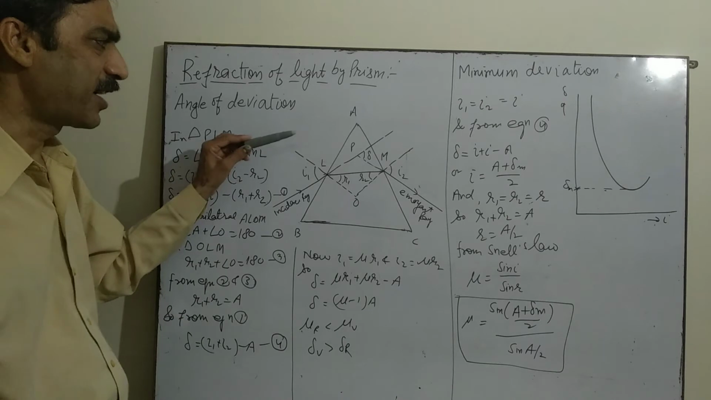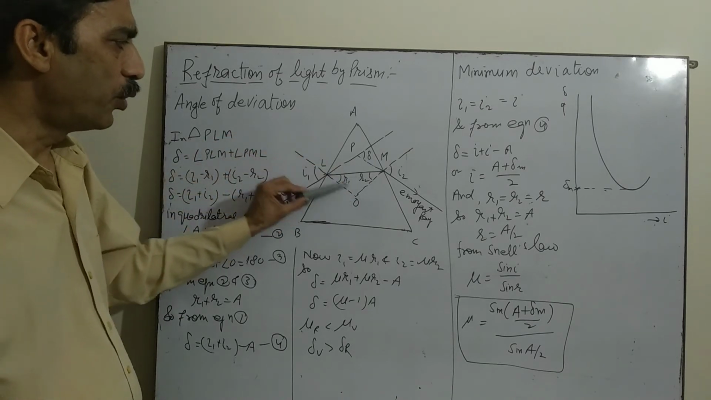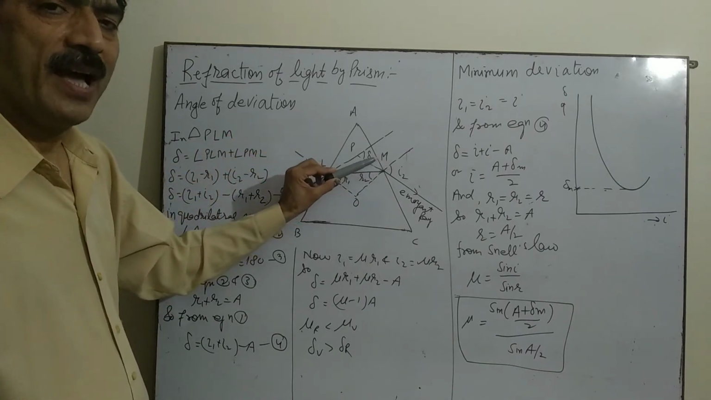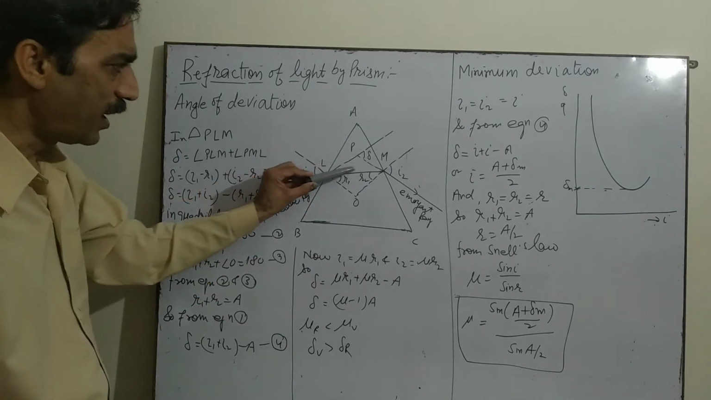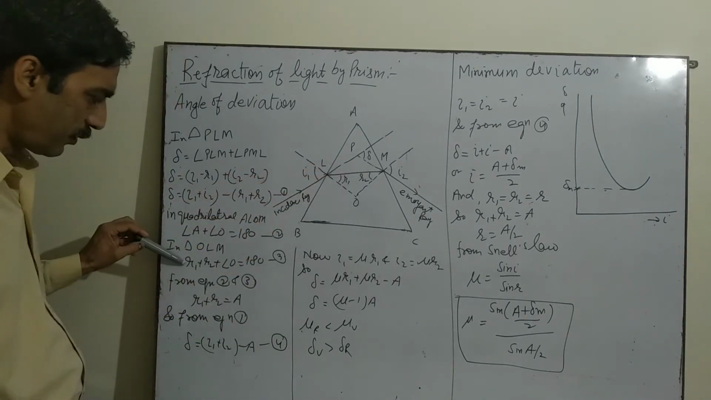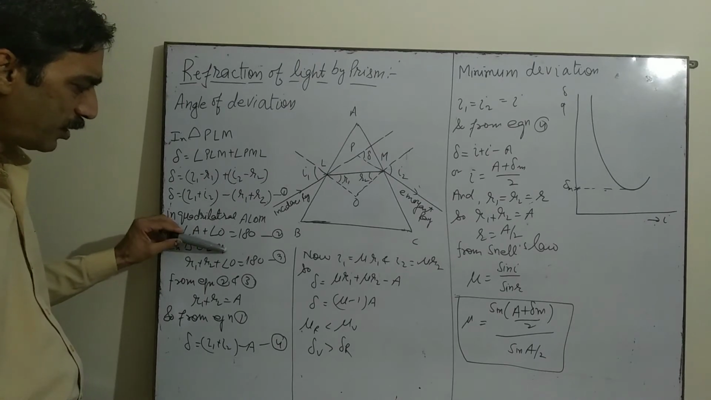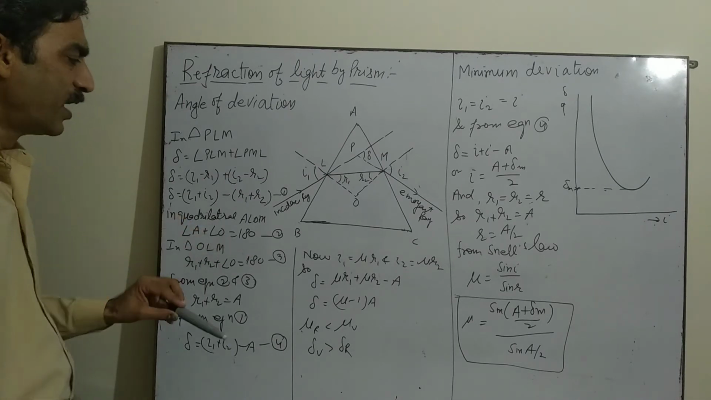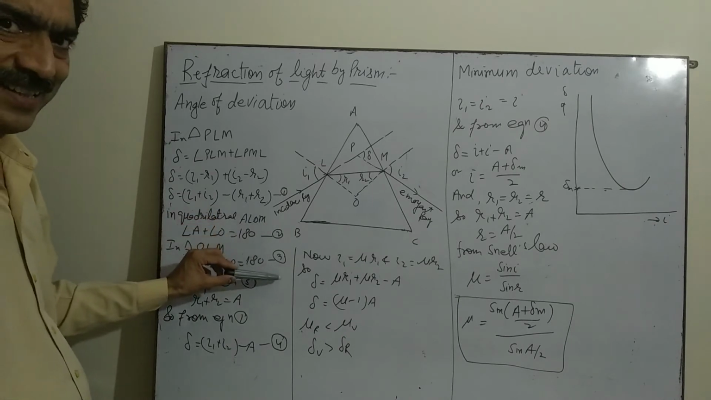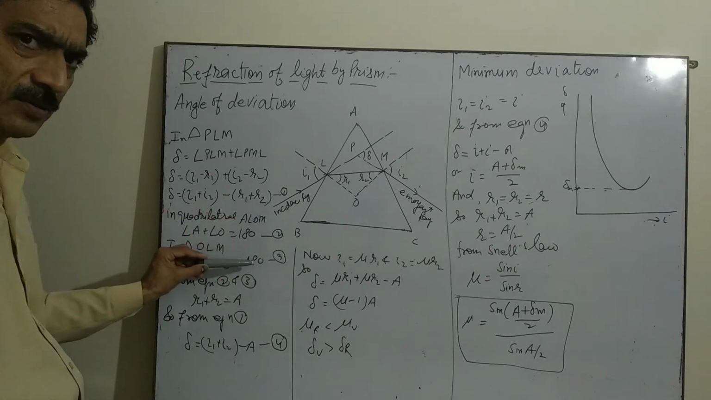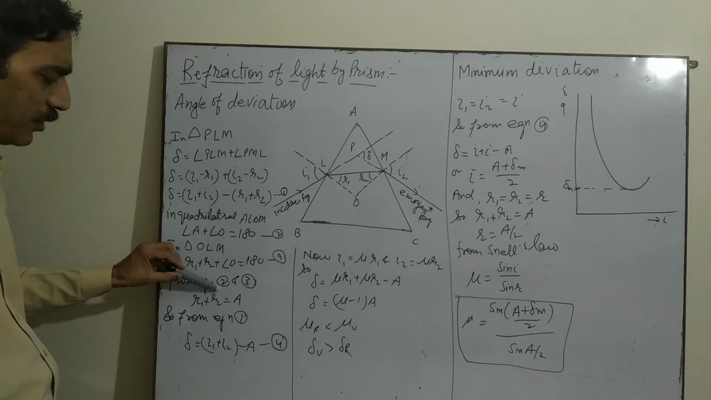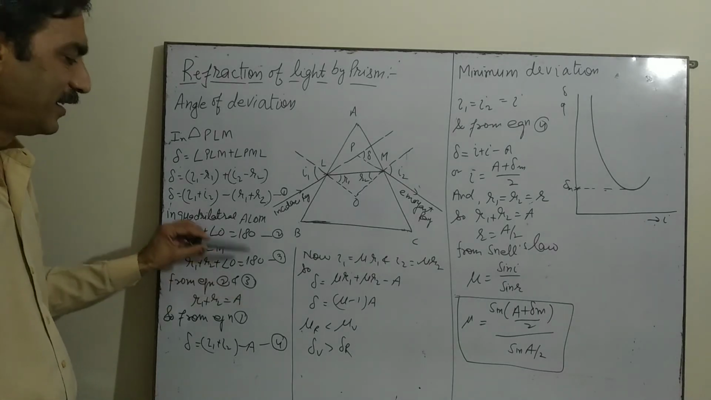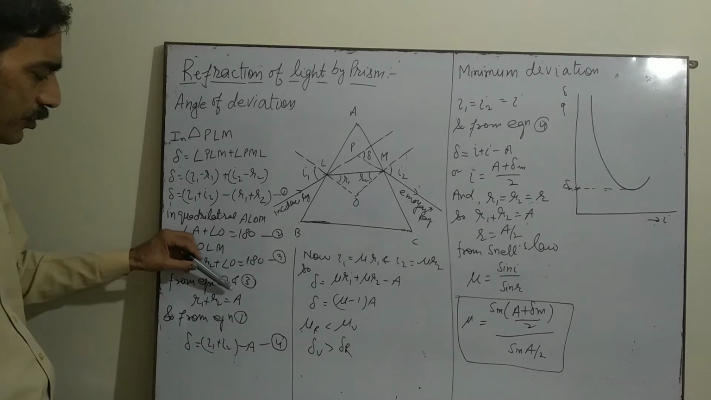Now, let us consider triangle LMO and use angle sum property. R1 plus R2 plus angle O is equal to 180 degrees. This is equation 3. Now, from equation 2 and 3, RHS are equal, so the LHS should be equal. We get angle R1 plus R2 is equal to angle A.